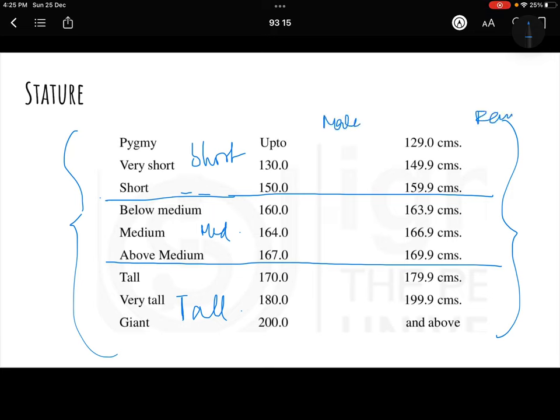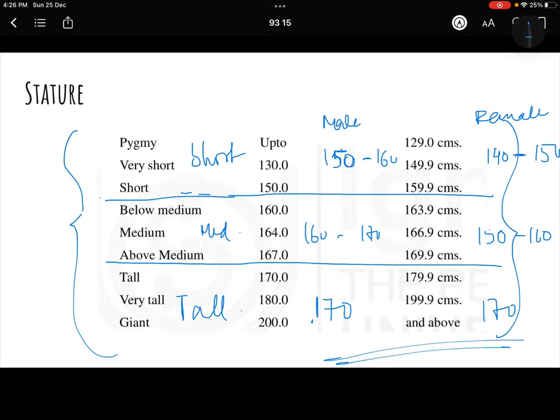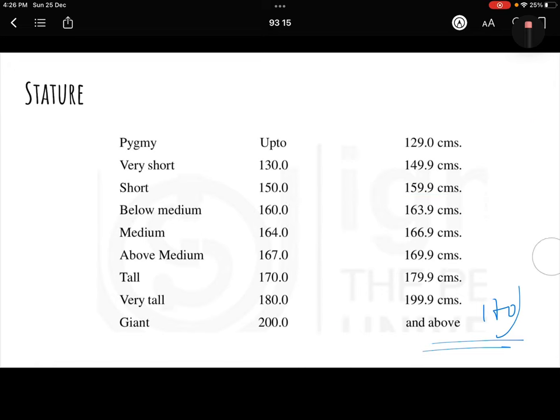for a male and also for a female, you can do this, right? For a male you can say up to 150 centimeters is short, and for a female up to 140 centimeters. Or you can do it as 150 to 160 and 140 to 150. Medium you can make 160 to 170, and similarly for females 150 to 160. And then tall is somebody who is above 170 centimeters, okay? So you can make a very simple chart like this, because it is tough to remember so much, so you can just categorize into three categories also.